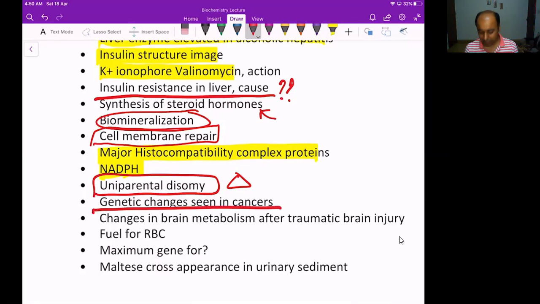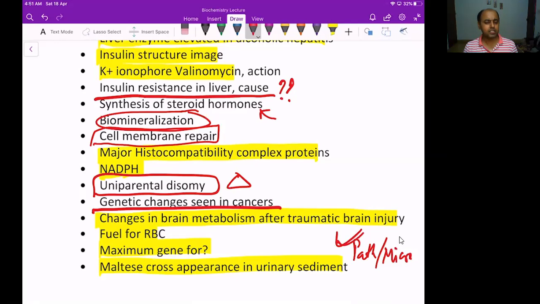Then genetic changes seen in cancer, overlap with the pathology section. 4 options were given where you had to identify which is the most common genetic change seen in cancers. Now again, out of the blue, we have this question, the changes in brain metabolism after traumatic brain injury. If you didn't know at that time, doesn't matter, but now you should know the answer. Similarly, fuel for RBC. In the human body, the maximum genes are for which particular function? Questions like that. And the last question, Maltese cross appearance in the urinary sediment is seen in which condition? Again, I would say overlap with your path, or you can say micro section, mostly path.